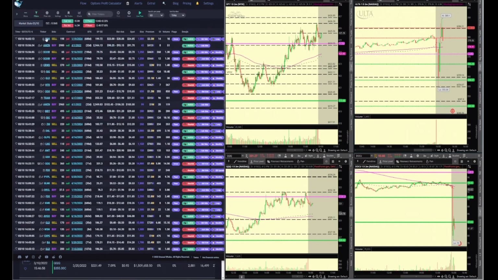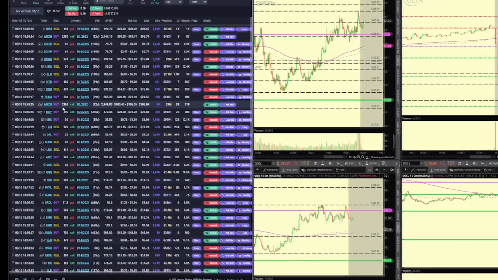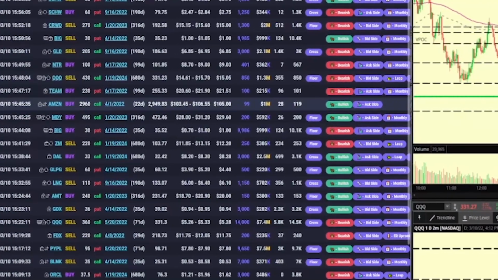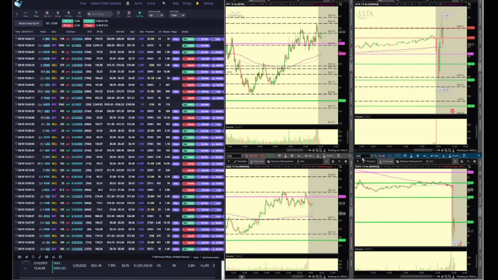I obviously minimize this so I can see the whole thing. I can see the symbols and everything. But spontaneously throughout the day, I'm taking a look at this tab and seeing what's going on. All right, so for example, here we have Amazon 2960 calls. They're going after the April 1st, right? That's 1 million value in call. It's 22 days expiry.